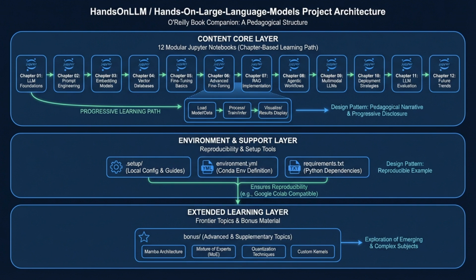What Hands-on Large Language Models did differently is treat visualization as a first-class engineering artifact. The book ships with nearly 300 custom-made diagrams. The code repository then lets you run the concepts those diagrams explain. That creates a feedback loop between understanding and execution that neither a textbook nor a code dump alone can produce.